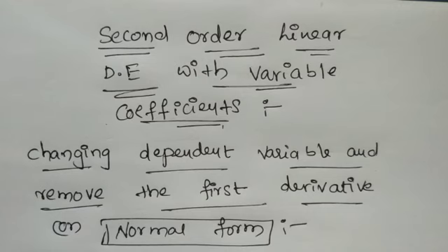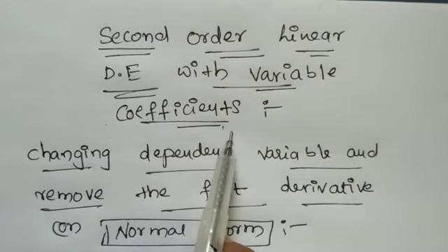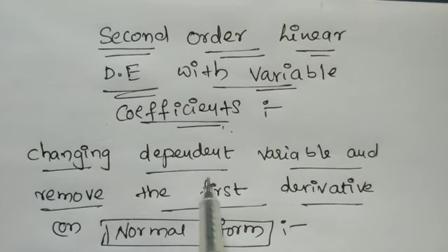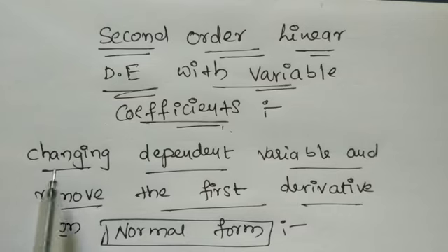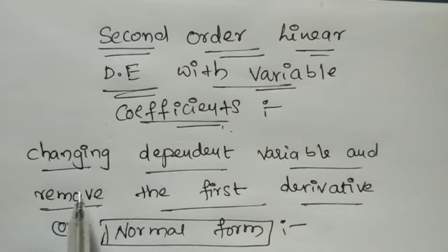Today's topic is second order linear differential equations with variable coefficients. So this is a continuation of method 2. In the previous video I explained method 1, that is changing the dependent variable when part of the complementary function is known. In this video I will explain changing the dependent variable to remove the first derivative. This is also called the normal form.